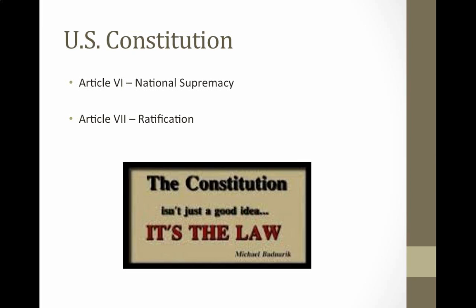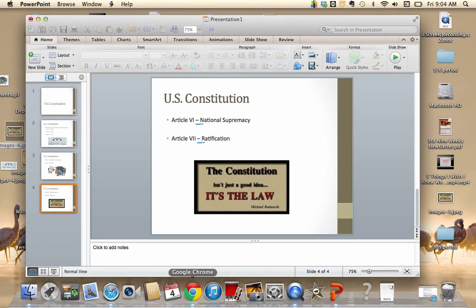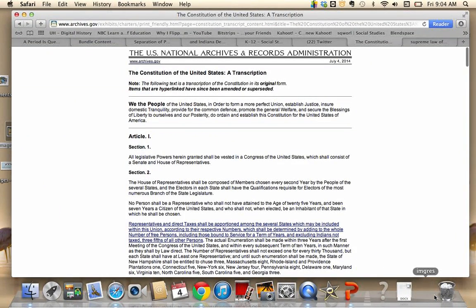And then finally, Article 7 is how we ratify, and it's only one sentence, and it says that when 9 of the 13 original states ratify or formally approve this document, then it will go into effect. So what we're going to do real quick is take a look at a copy of the Constitution. We have the preamble up here, and we've already spent some time with that.